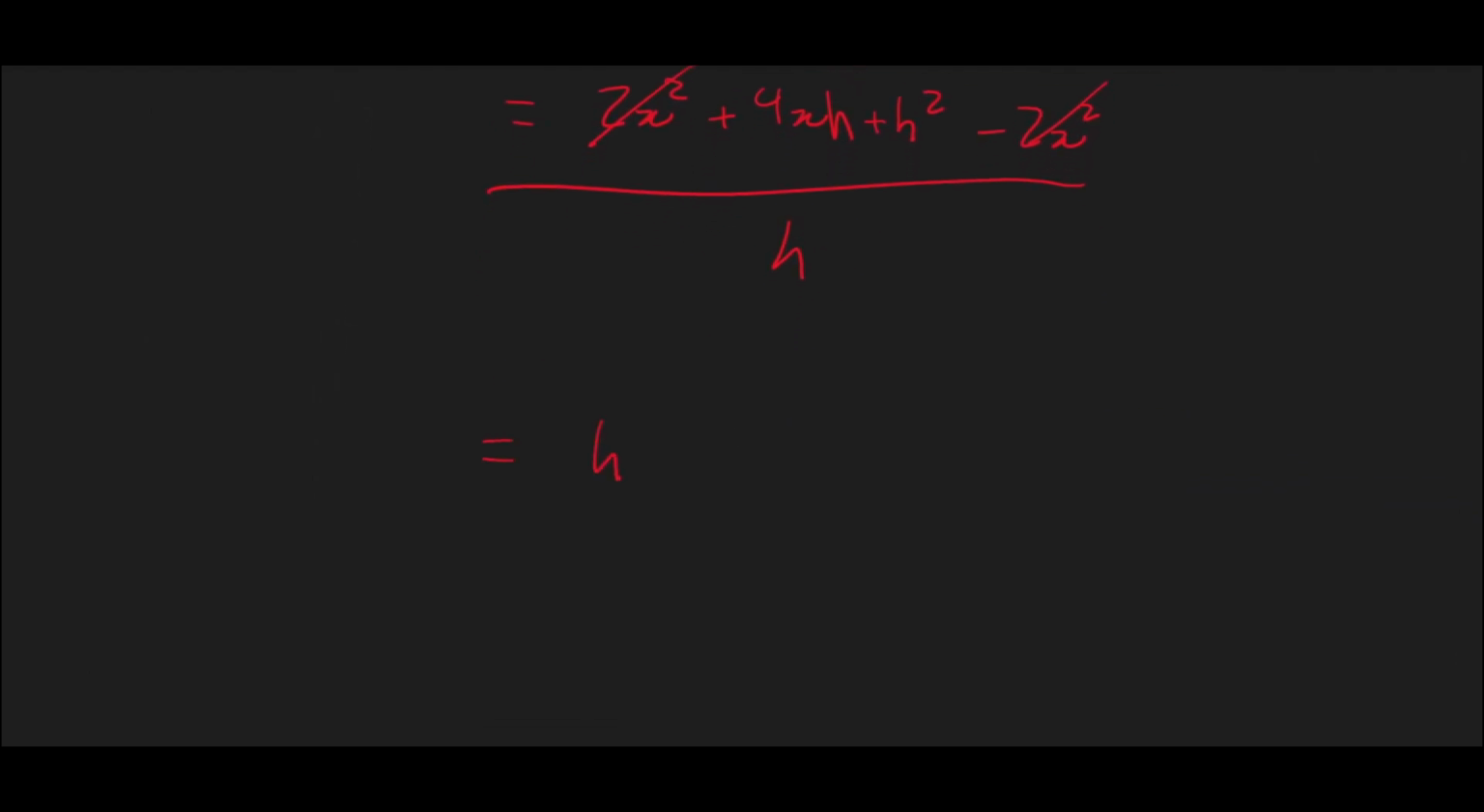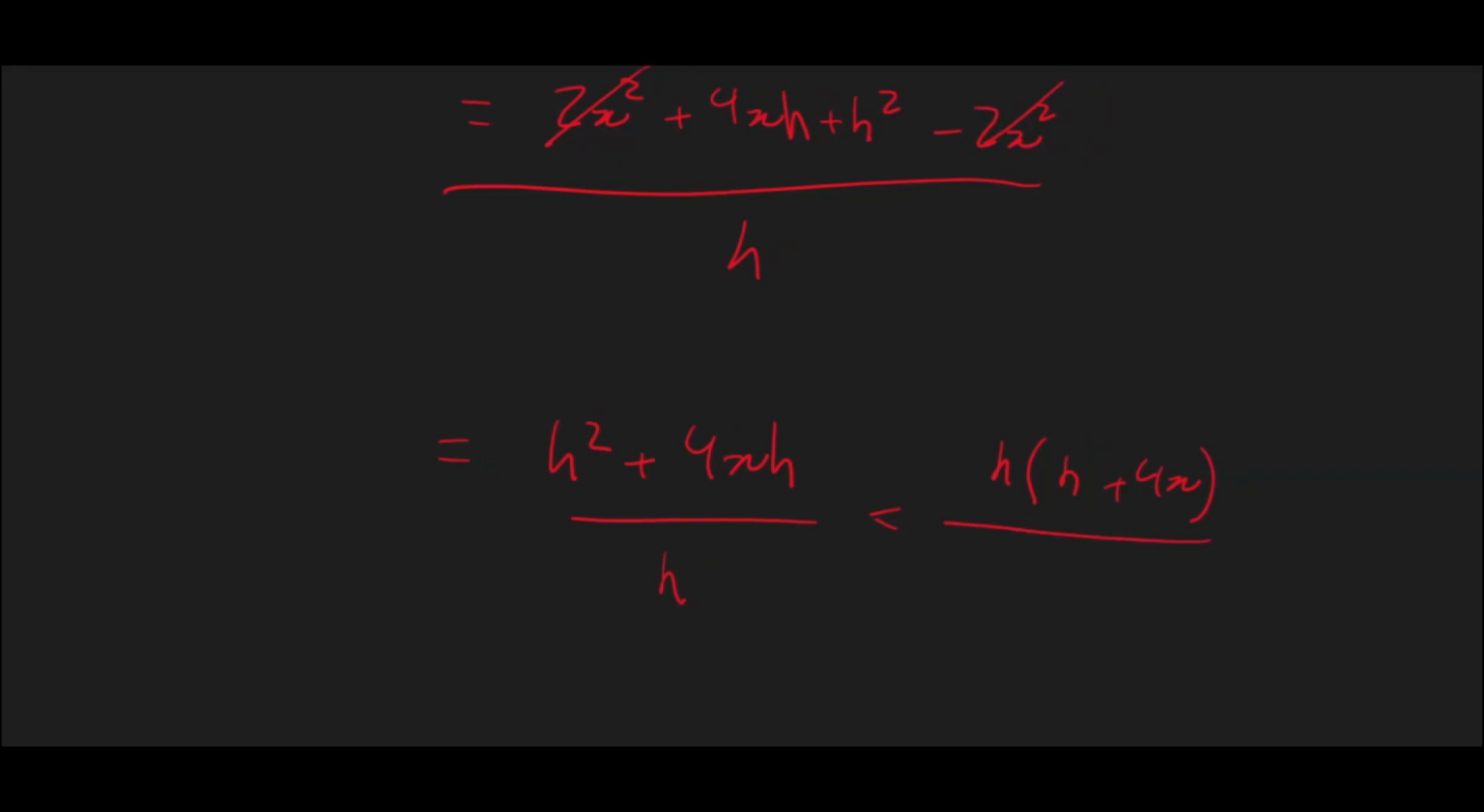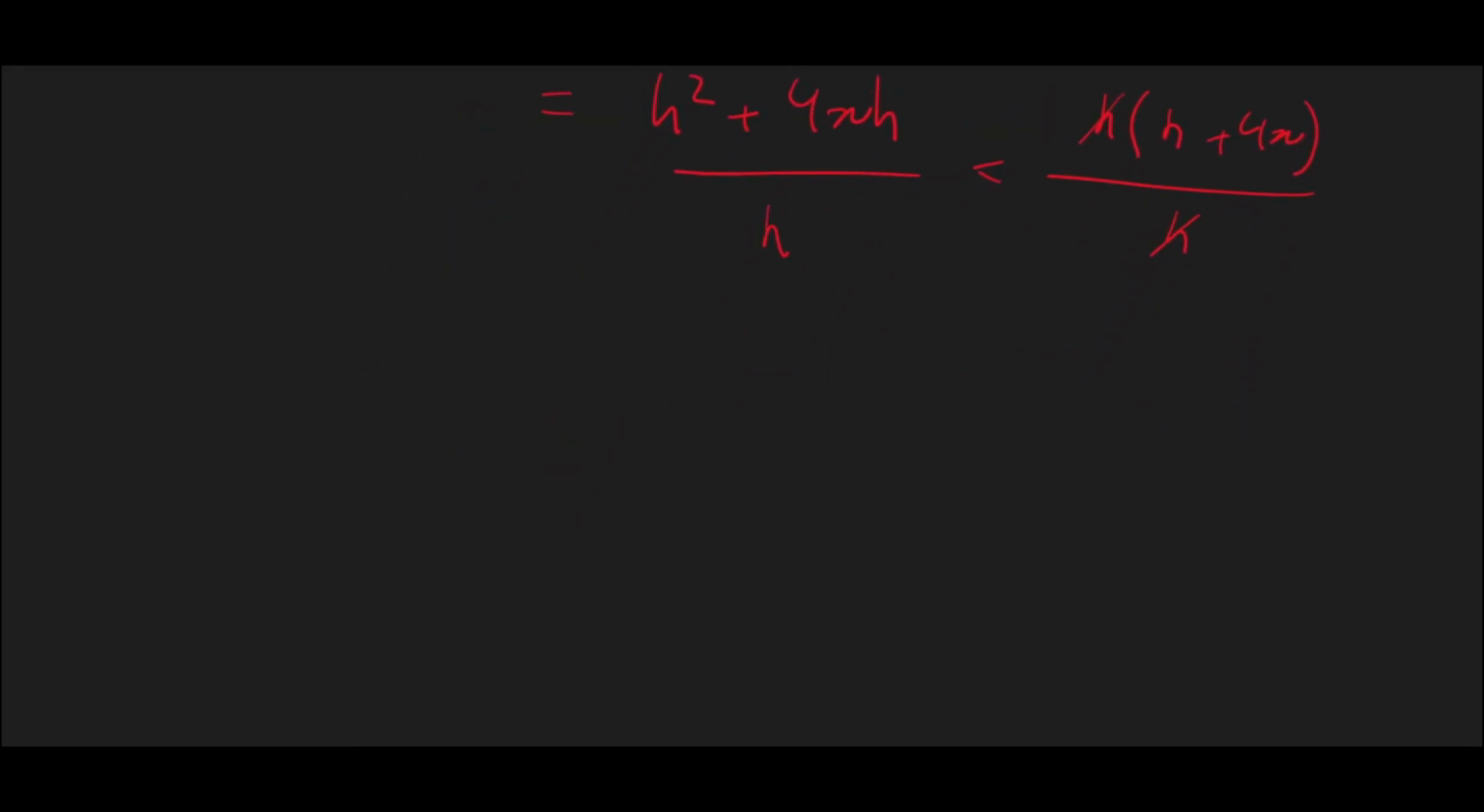So we're left with 2h squared plus 4xh, divided by h. And we can factor out the h on the top because it's a common factor. Now this is really cool. The h's can just cancel out. And what we're left with is the gradient m equals 2h plus 4x.